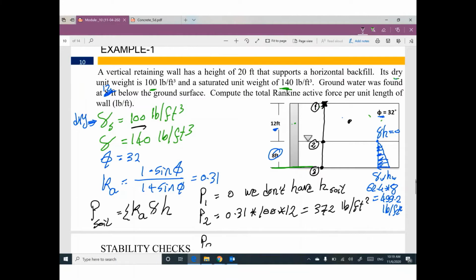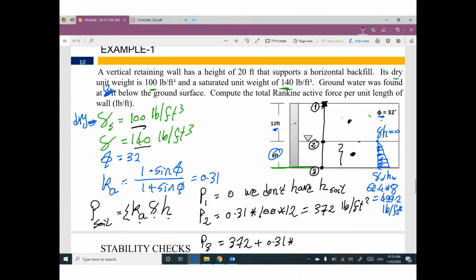P3 equals the previous value, which is P2, 372, plus K active gamma H for the new soil. K active is 0.31. Gamma of soil. Do you remember what is the value of gamma of soil for soil under the water table surface?